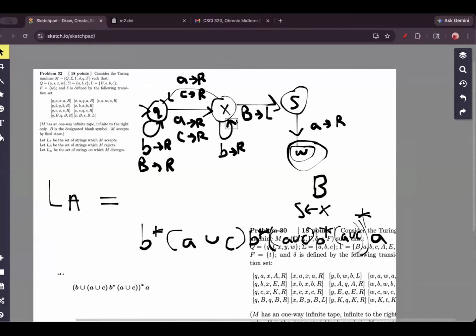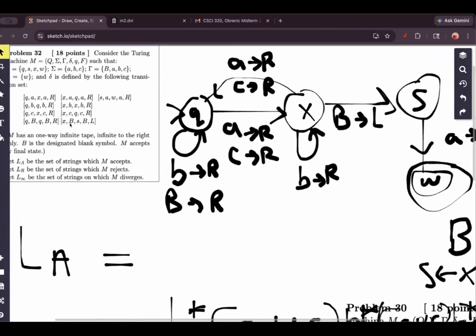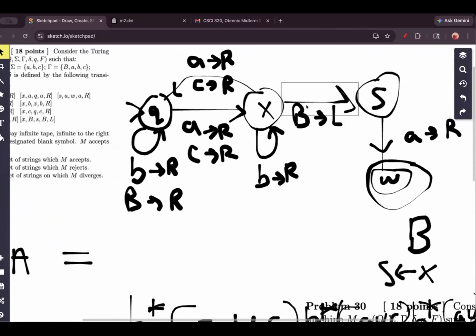Not really, but how come you go left? Why do you go left? Why did I go left? Yeah. Due to the instructions right here. So in X I hit a blank, right? And then I transition to S. But you're going left. Oh, but you're transitioning right to S. Okay.